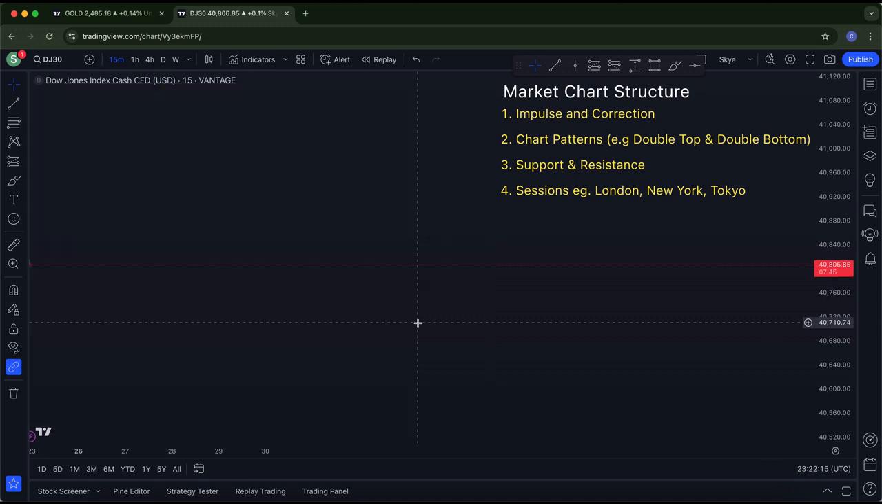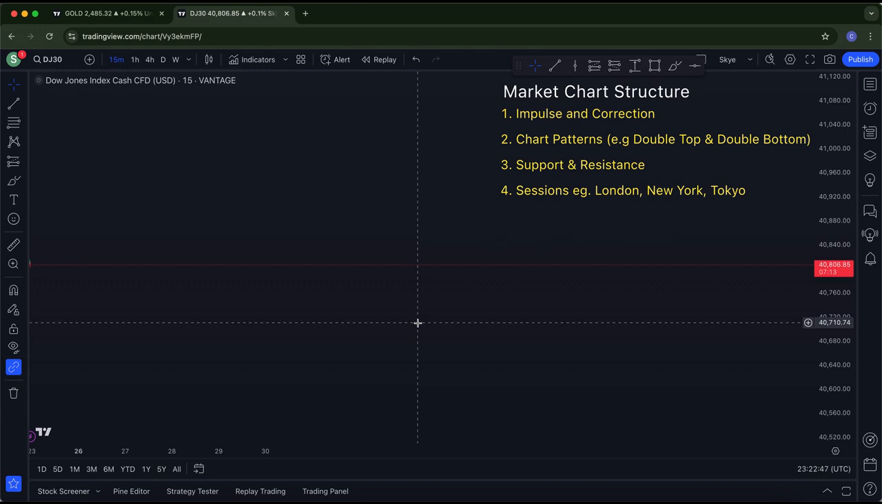So in this session, we are going to talk about four concepts. Although we have so many concepts in market structure, for the sake of this strategy, we are going to focus on only four concepts. The first concept is impulse and correction.